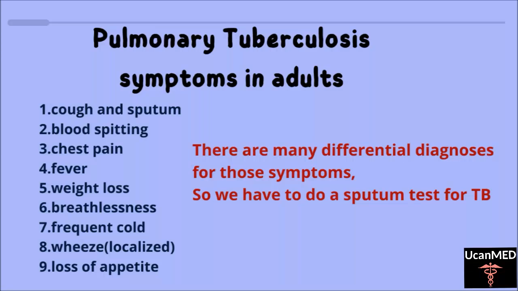Okay, now about the symptoms. Cough and sputum, blood spitting, chest pain, fever are the most common symptoms, and also weight loss, breathlessness, frequent colds, wheeze, and loss of appetite are symptoms of tuberculosis. There are many differential diagnoses for those symptoms, so we have to do a sputum test for tuberculosis.